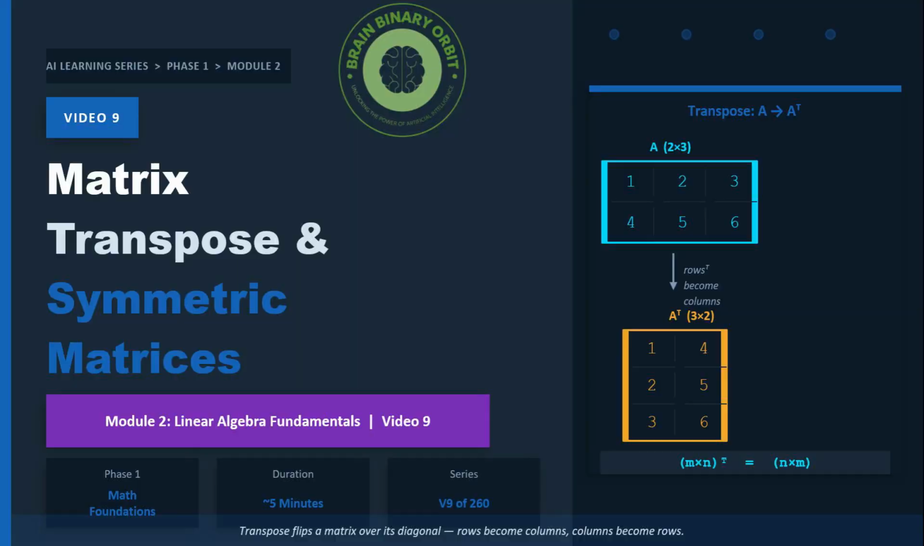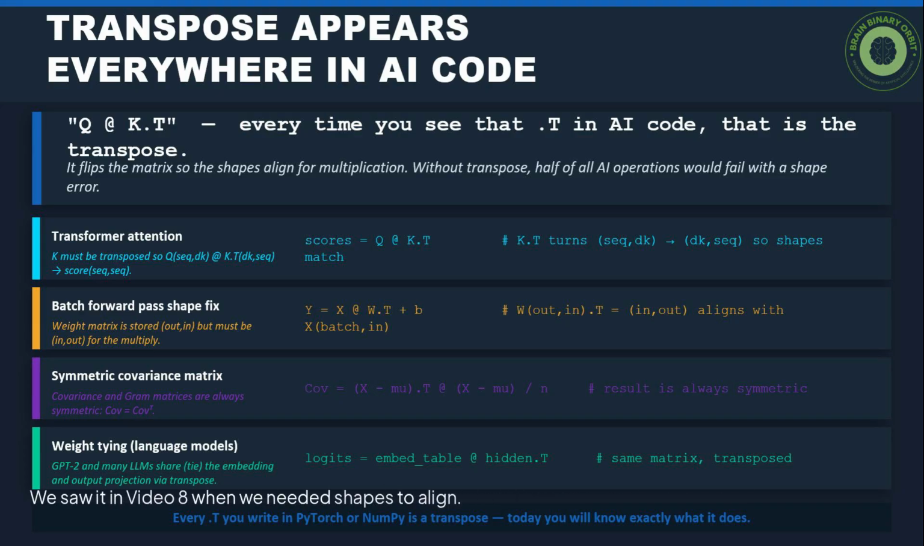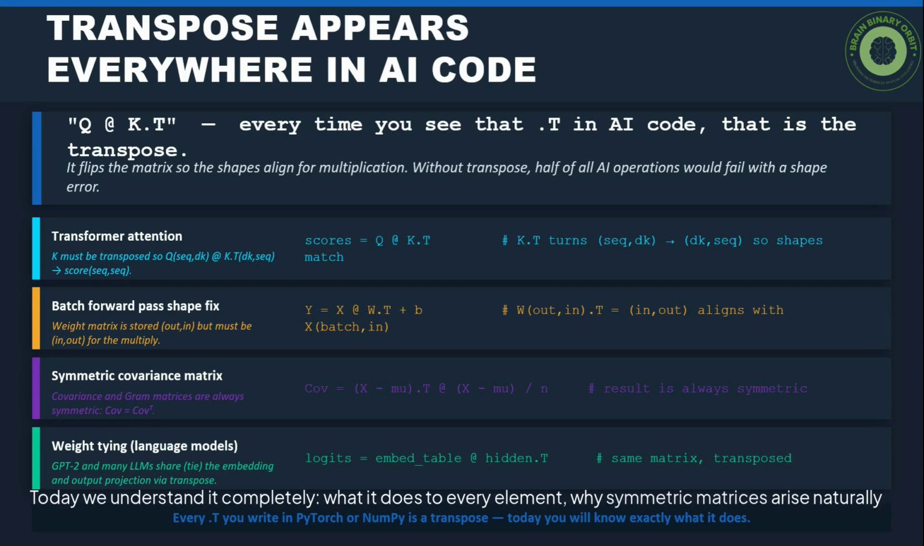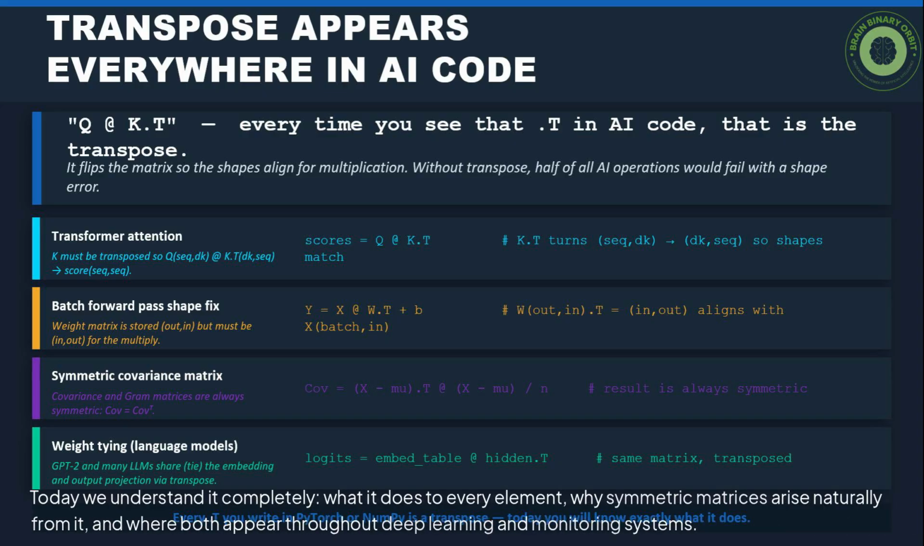Every time you see .T in Python, q.T, k.T, w.T, that is the transpose. It is the single most common operation after matrix multiply in all of AI code. We saw it in video 8 when we needed shapes to align. Today we understand it completely: what it does to every element, why symmetric matrices arise naturally from it, and where both appear throughout deep learning and monitoring systems.